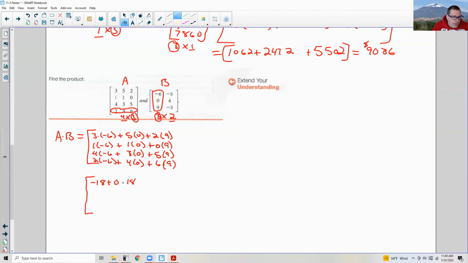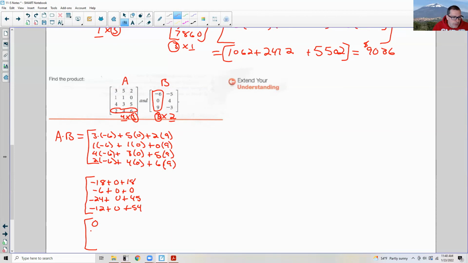Okay, and we're adding these. 1 times -6 plus 1 times 0 plus 0 times 9. This is 4 times -6, which is -24, plus 0 plus 9 times 5 is 45. 2 times -6 is -12, plus 0 plus 54. Okay, I'm just going to do the first column first, and -18 plus 0 is -18, plus 18 is 0. So my 1,1 position is 0.